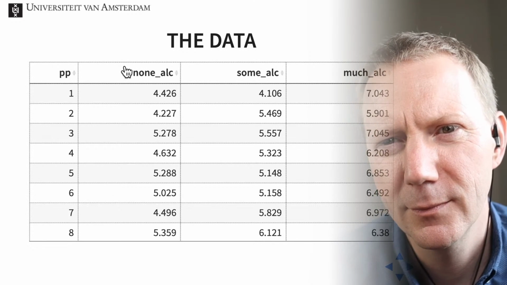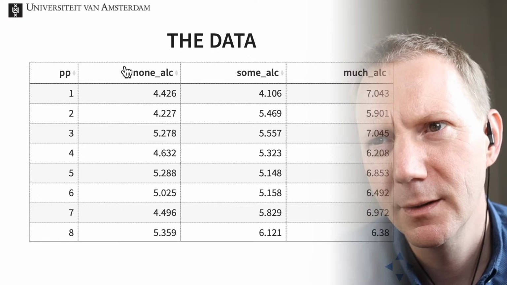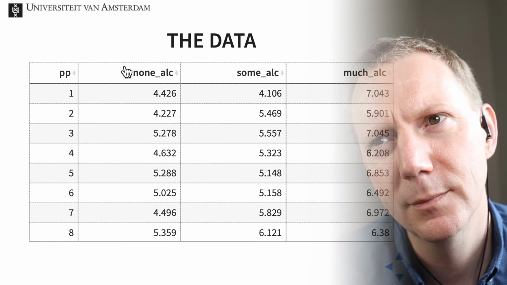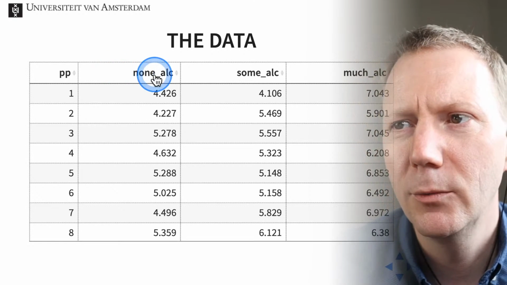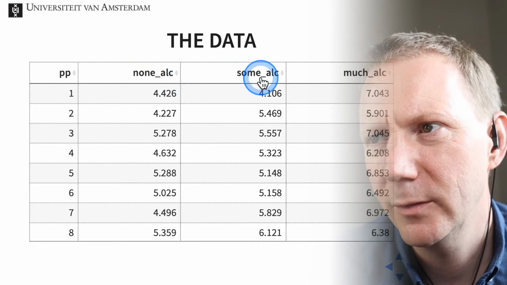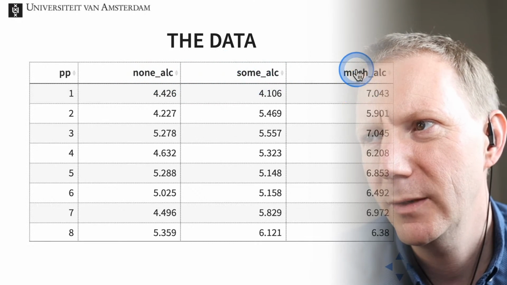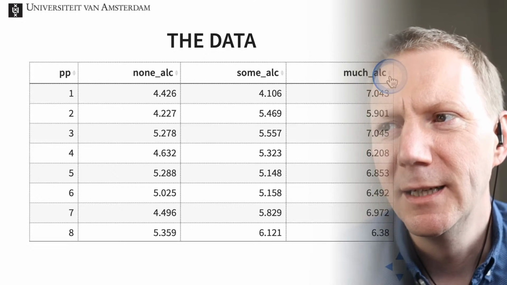May I ask, what about the difference between them? Like, between the levels? So we have level 1, no alcohol. We have level 2, some alcohol. And we have level 3, much alcohol.